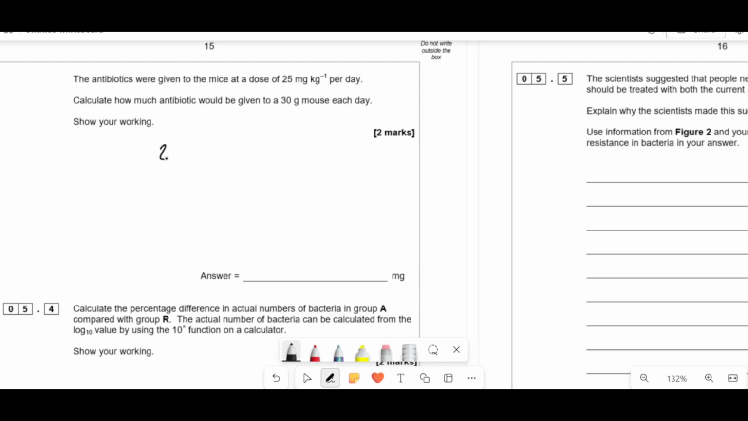So the question is saying 25 milligrams for every kilogram. We need to convert the mouse mass into kilograms, which is 0.03 kilograms because you're dividing it by 1,000. 25 times 0.03 is going to be 0.75, and there you go.